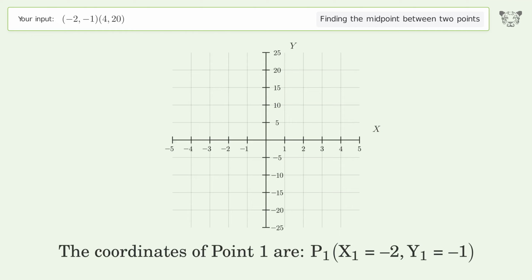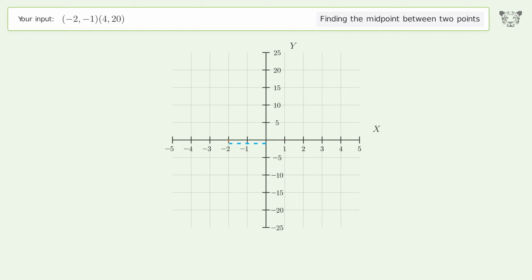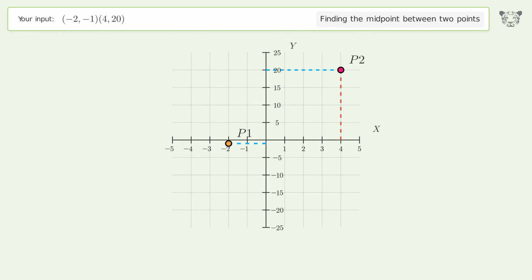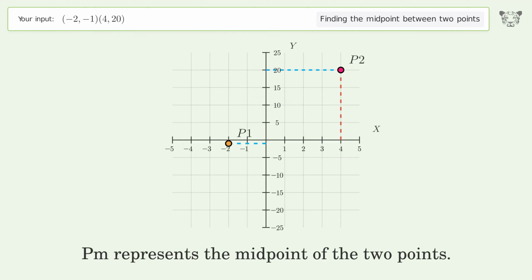The coordinates of point 1 are, x1 equals -2, y1 equals -1. The coordinates of point 2 are, x2 equals 4, y2 equals 20. PM represents the midpoint of the 2 points.